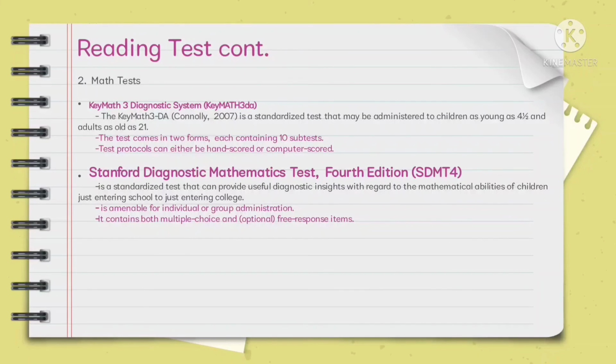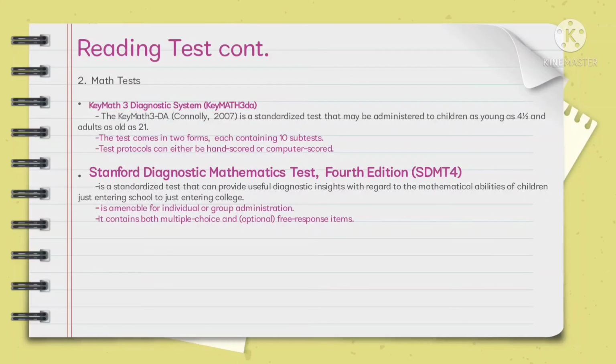Next one is the Stanford Diagnostic Mathematics Test 4th edition, or the SDMT4. It is a standardized test that can provide useful diagnostic insight with regard to the mathematical abilities of children just entering school to just entering college. The test, available in different forms, is amenable to individual or group administration. It contains both multiple choice and optional free response items.